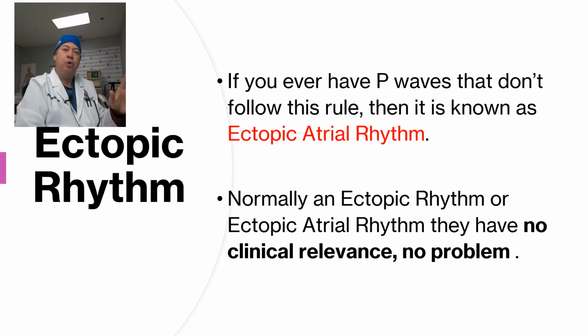Sometimes we have P waves that do not follow the rules of being positive before the QRS complex, of being positive in lead 1, lead 2, lead 3, AVF, but negative in AVR. When we see a P wave that does not follow this, we call that ectopic, premature. It's also known as an ectopic rhythm that has no clinical relevance. There is no problem with that. The patient will never die or suffer anything really bad from that.